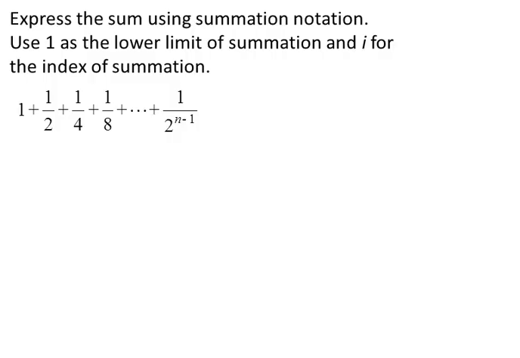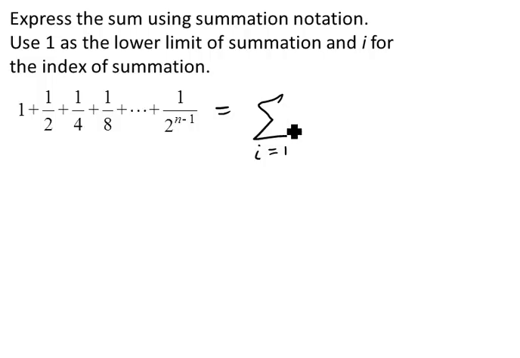Here we have an expanded sum, and we just want to take this expanded expression and write it in summation notation, which involves our Greek letter sigma. So they're telling us to use 1 as the lower limit and I for the index. That means on the bottom of our sigma here we're going to have I equals 1. So a couple of things we need to figure out is our upper limit of summation. So what's the last thing we want to plug in for I to generate this expression?